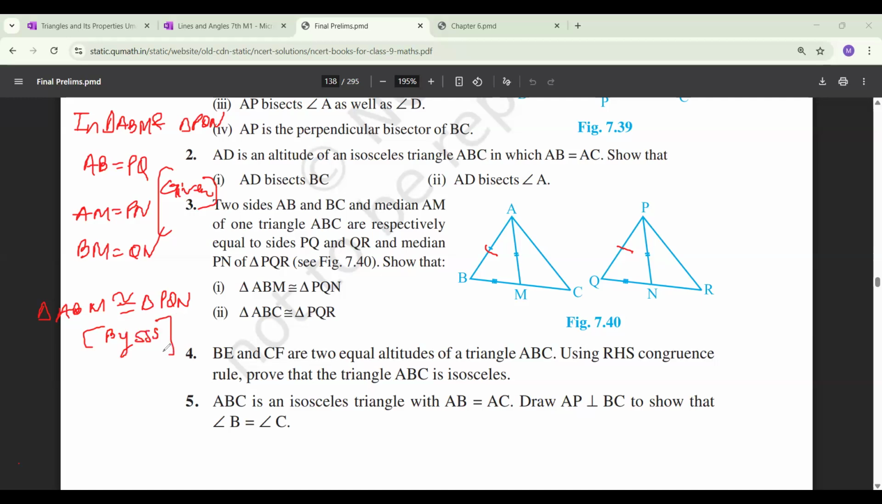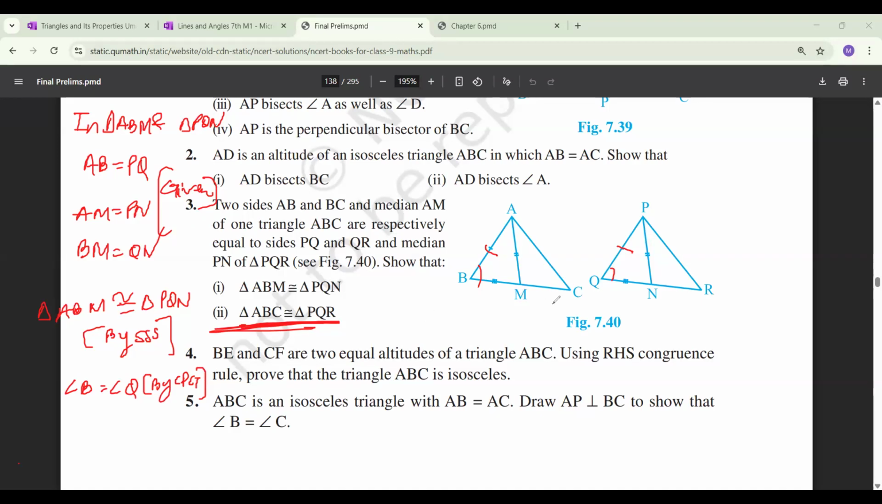Now, what they are saying further is we have to prove that triangle ABC is congruent to triangle PQR. Means this big triangle is congruent to this big triangle. Since these two triangles are congruent, angle B is equal to angle Q by CPCT. Now they are equal by CPCT.